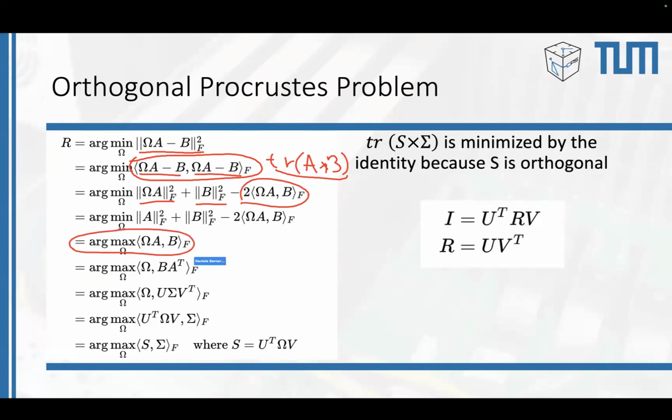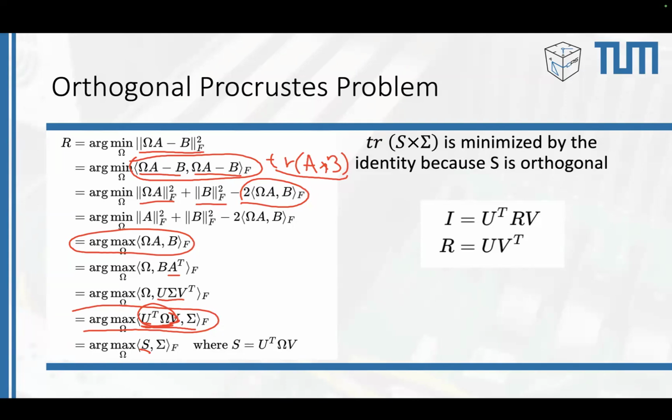Once you do this, there is a bit of magic, using properties of orthogonal matrices and the trace of products, and you end up with this problem: maximizing U transpose V. You rewrite A as U sigma V transpose, then you bring U transpose on the other side, V transpose on the other side, and then you maximize this thing. If you call this matrix S, now S is orthogonal because U is orthogonal, omega is orthogonal because it's our rotation matrix we want to solve for, and V is also orthogonal. And sigma is the diagonal matrix with only the eigenvalues.